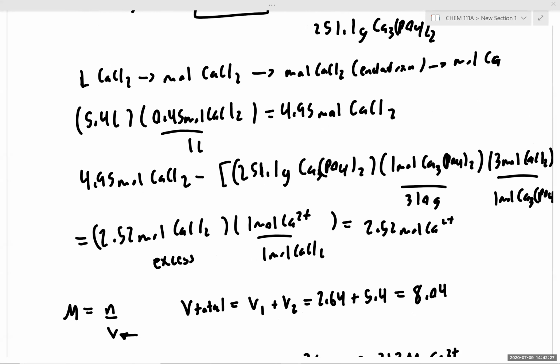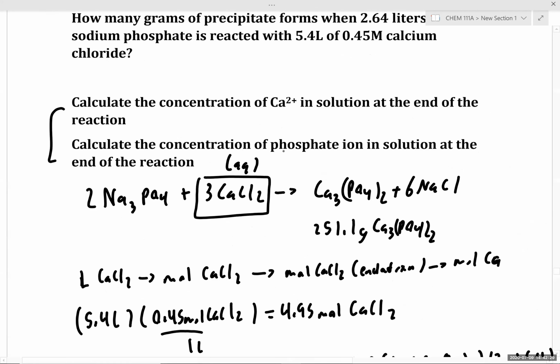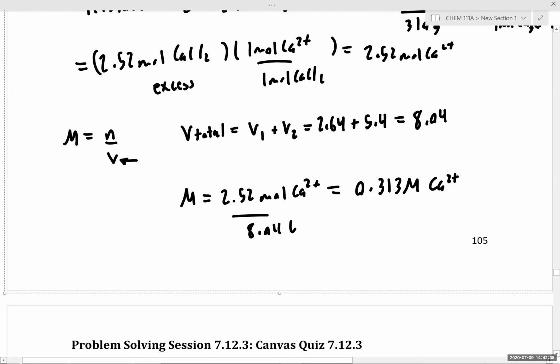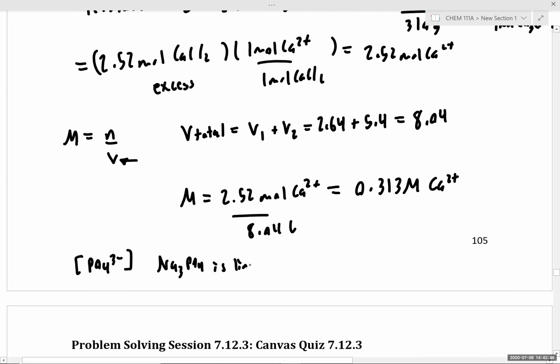Okay, so now looking at this problem, if we're asked to calculate the concentration of phosphate ion, this one we don't have to do as much calculation, because we know that sodium phosphate is limiting. So the concentration of phosphate will be about 0. There won't be a very large amount of phosphate ion remaining in our solution, because sodium phosphate is our limiting reagent and it's consumed first.